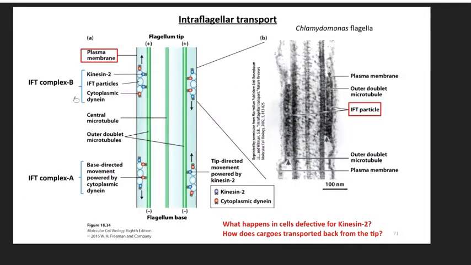This is important in terms of arrangement. In case of IFT complex B, the whole setup, which has kinesin 2 motor actually bound to the microtubule and cytoplasmic dynein piggybacking on that with the cargo, actually goes towards the plus end, or the anterograde transport, while the IFT complex A is involved with the retrograde transport going towards the minus end, where the dynein is the one which is bound to the microtubule, while kinesin is the one which is piggybacking along with the adapter.